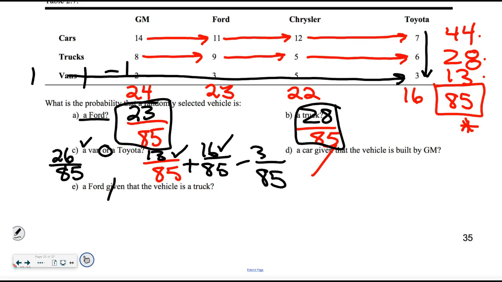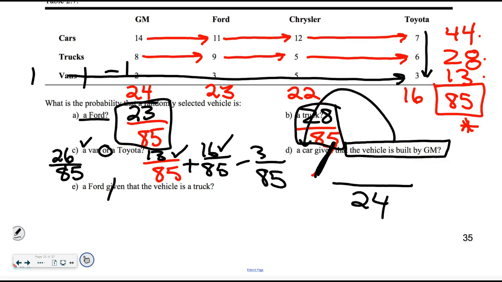All right, let's see if we got it, and then we're going to quit. When it says given, we have a new denominator. And remember, champ, I said it's this. So the vehicle is built by GM. That's all I'm looking at, is the GM. How many were built by GM? 24. Of those, how many were cars? So think of that given as a fraction bar. 14. Excellent. What do you think, guys?